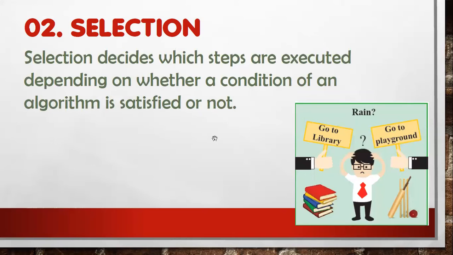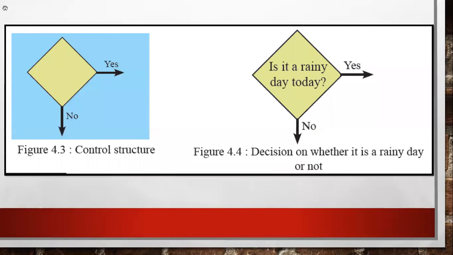Next, the selection control structure. That means you have to take decisions here. Selection decides which steps are executed depending on whether a condition of an algorithm is satisfied or not. Here, if there's rain, he thinks, what is the decision? Go to the library or go to the playground? This is selection. Okay, this is the control structure, yes or no. Is it raining today? If it is yes, and if it is no, like that.